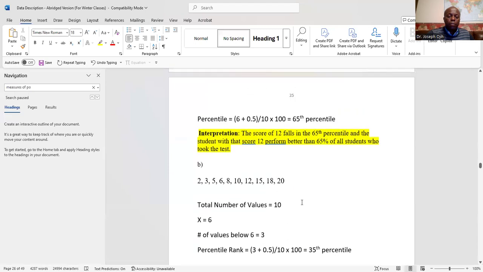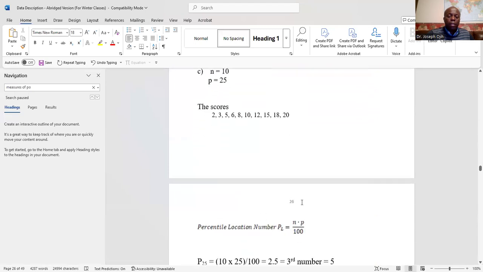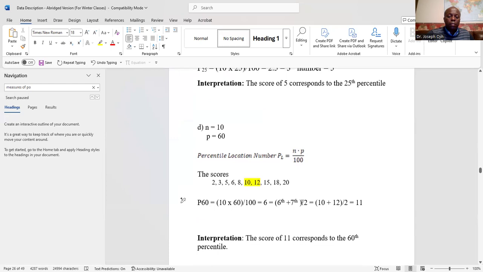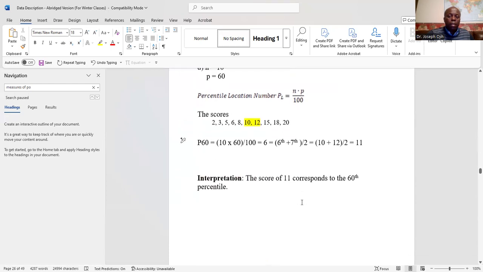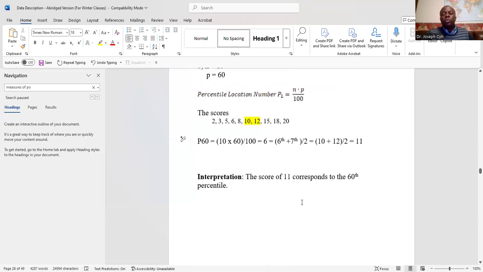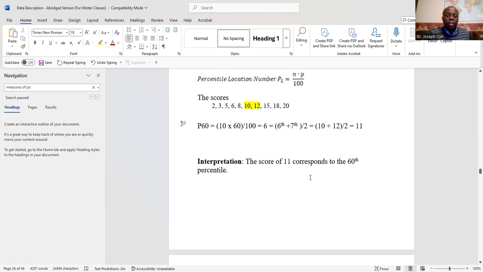Hi, Professor. I got a question. All of this, because I'm trying to study, will this be posted on the module somewhere? It's on YouTube. Remember I told you when you go to YouTube, type my name, Joseph Orji, type percentile. It will bring all the videos I made on this. Oh, okay. All right, cool. Thank you.